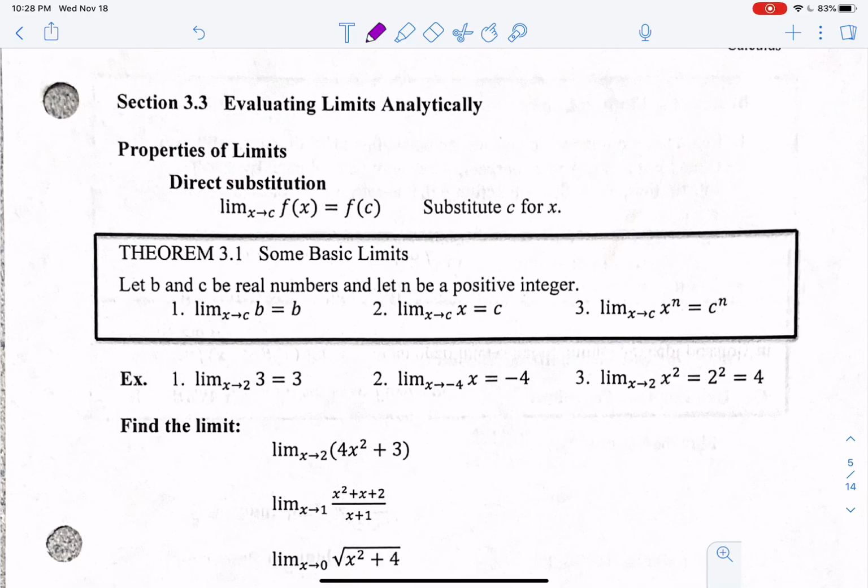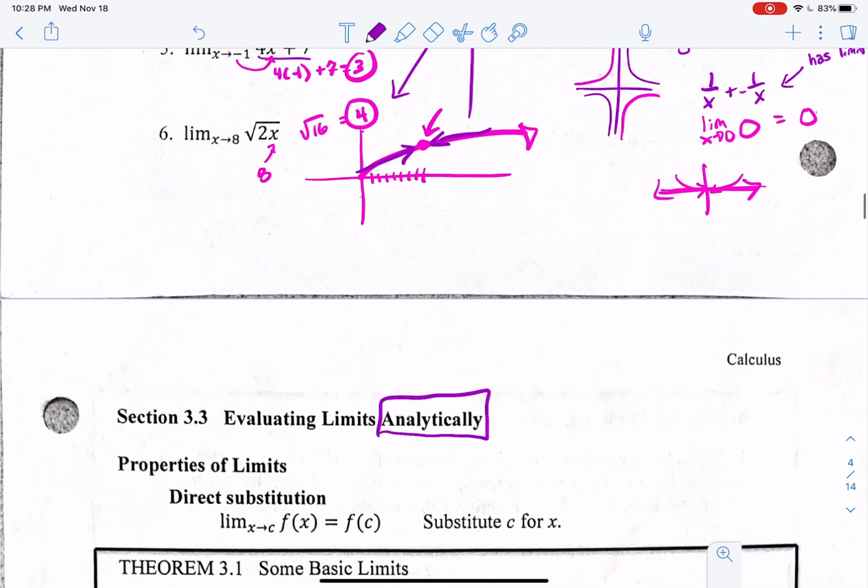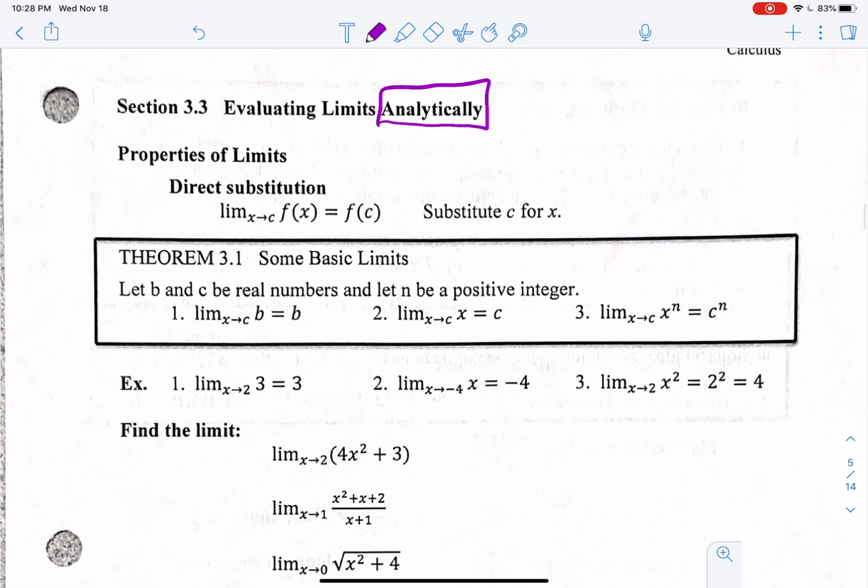Hey Calc, section 3.3, I'm going to split up into 2 days, so first half today and then the second half tomorrow. I think I like section 3.3 better than section 3.2 because solving limits analytically is more of the arithmetic and the algebra stuff than actually having to look at and graph things like we did in section 3.2. So you probably will like this better as well because you're actually finding a solution rather than just looking at a graph, okay?